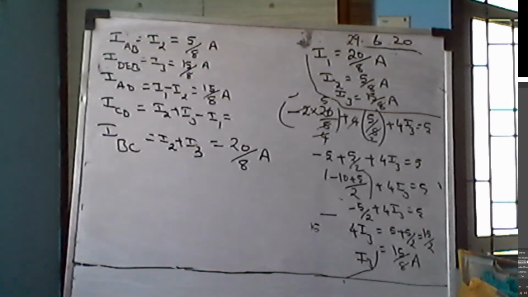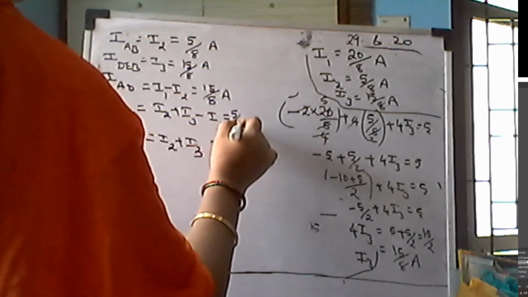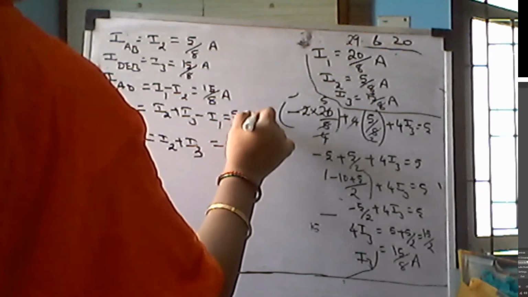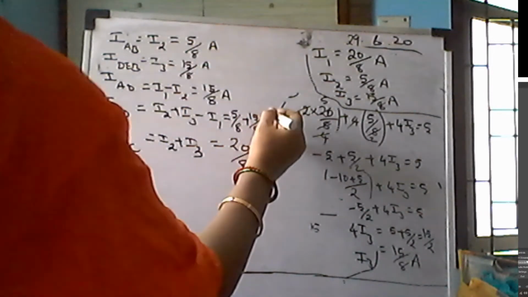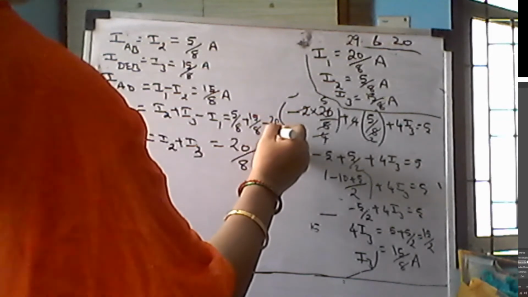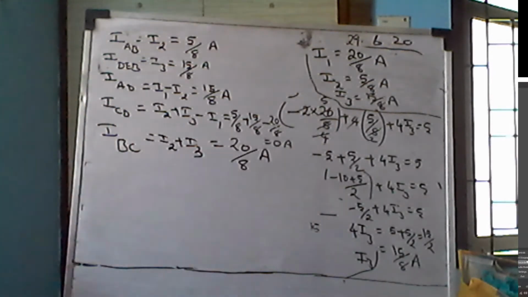See actually I2 is 5 by 8 plus 15 by 8 minus I1, which is 20 by 8. So what will it be? 15 plus 5 is 20. So it is 0 ampere. Now the answer. So clear? So like this only you have to do the numerical. This is one of the book example questions.